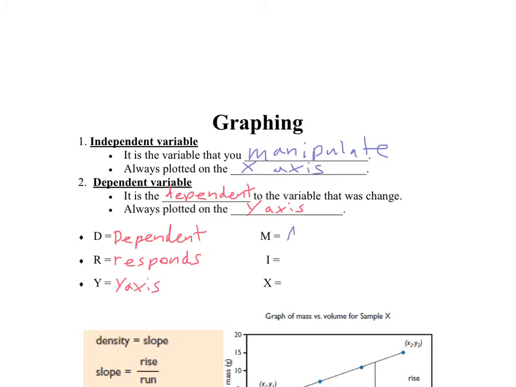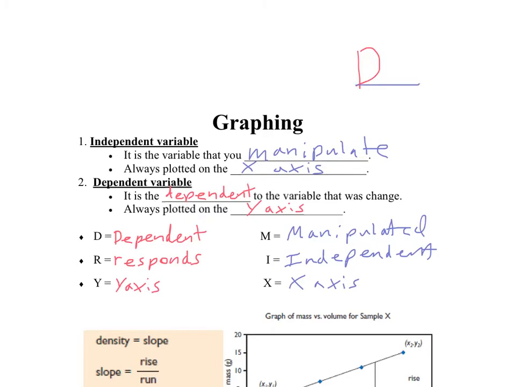For MIX, the M stands for manipulated, I stands for independent, and X stands for x-axis. Another way this can be represented is like this. The D is, of course, the dependent, and it is on the y-axis. The I is independent, and it is on the x-axis.